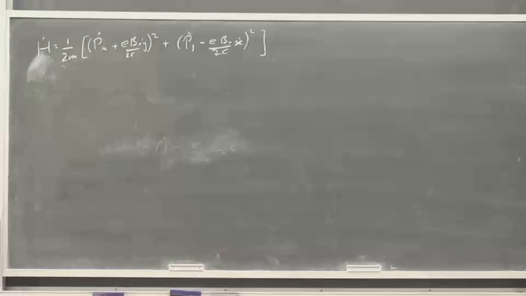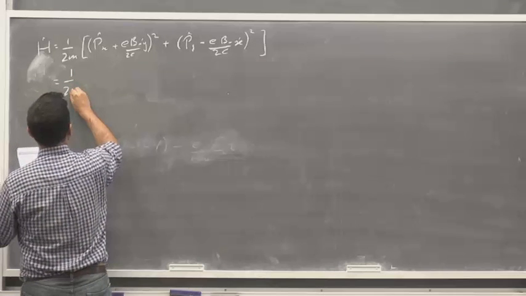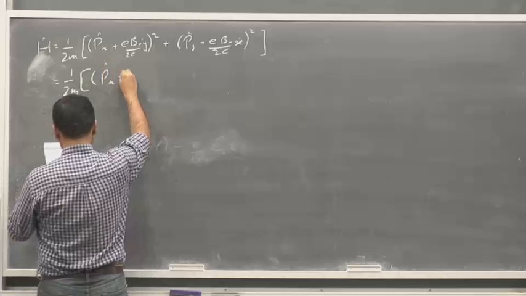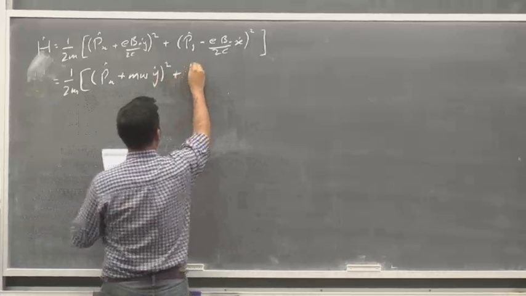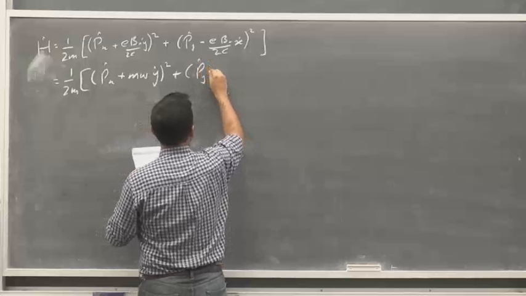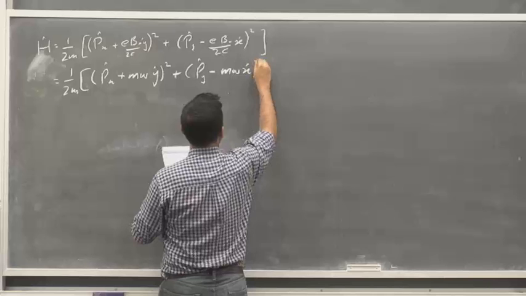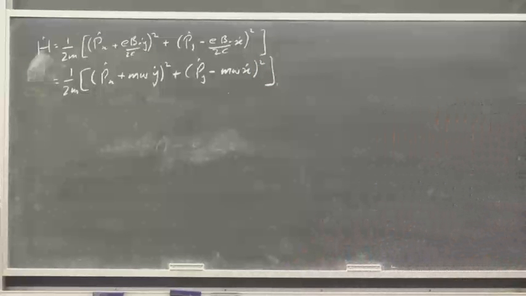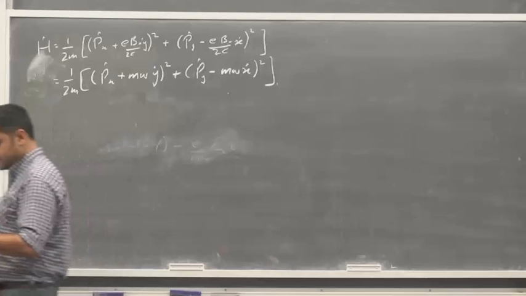These are quite long constants, so using this I'm going to simplify it a little bit. Px hat plus m omega square. This is the same omega as over there, which incidentally in the classical case is the cyclotron frequency.